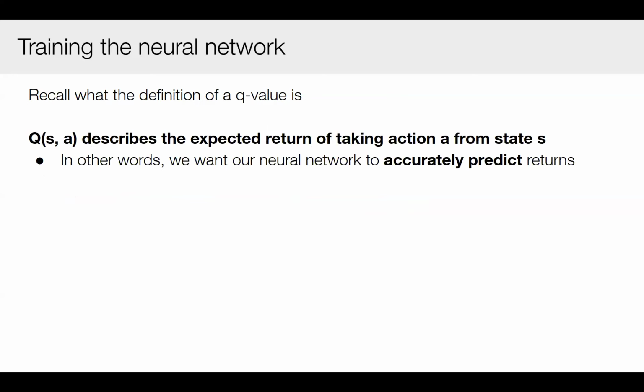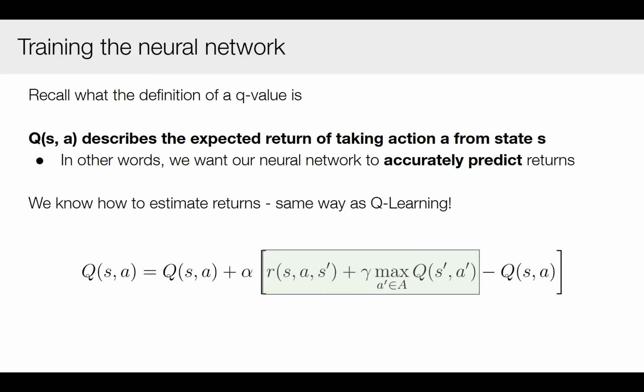How would you do that? Well, let's look at what a Q value actually means. By definition, the Q value of state S and action A describes the expected return of taking action A from state S. That's what a Q value is. So in other words, if we want our neural network to predict Q values, we want it to actually predict returns. We want it to accurately predict the expected return you would get from taking action A from state S. Does this make sense?